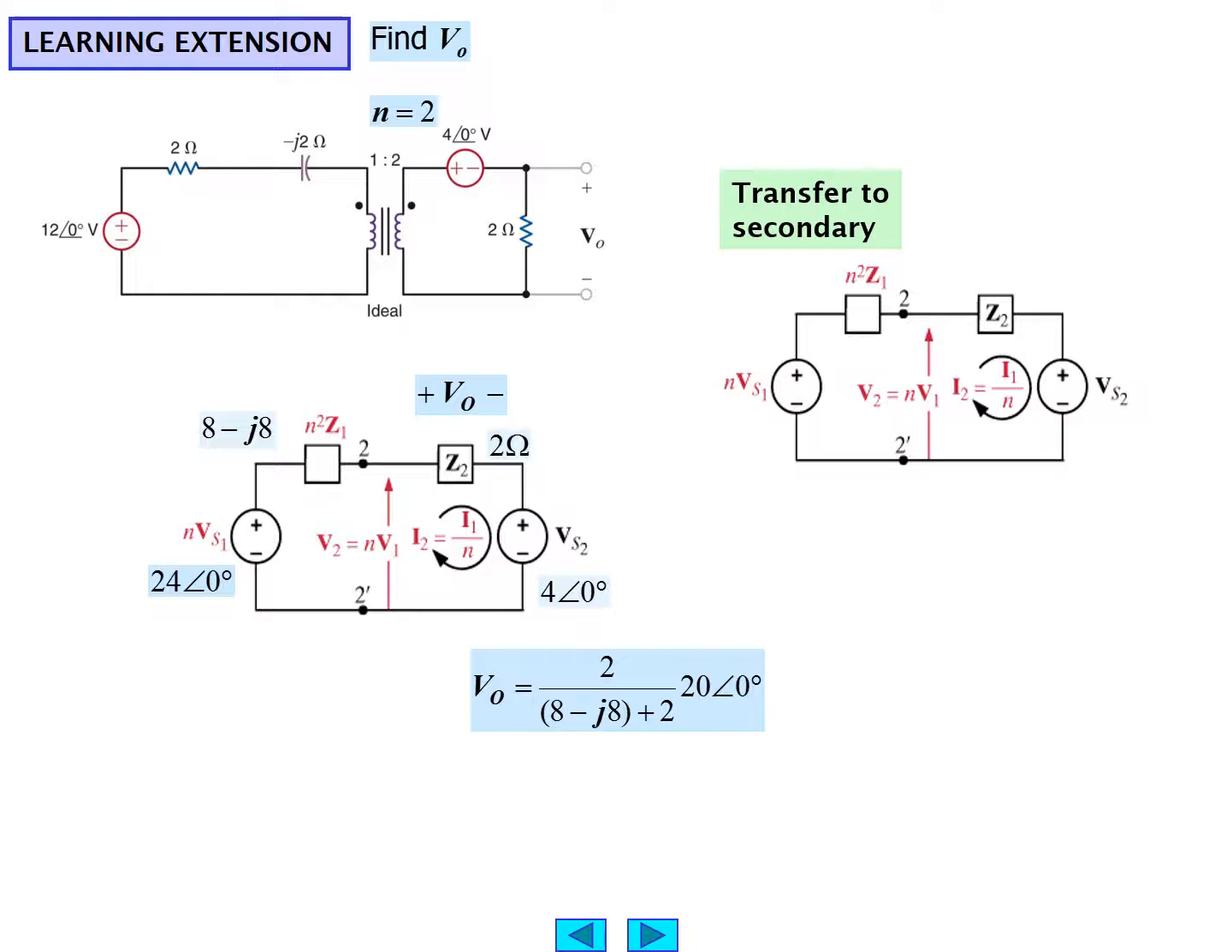Now look carefully at the polarity, and we'll do a voltage divider here for the total voltage. Look carefully at the polarity and you'll see that 24 angle 0 is opposed because of polarity by 4 angle 0. That's why we get 20 angle 0 as the voltage source. And we're doing a voltage divider, and the target variable is 2 ohms, so it goes in the numerator. And the sum of the impedances is then 8 minus J8 in series with 2. And that would be our equation for V0. Or V0 can be calculated by complex algebra, and we would get our result.